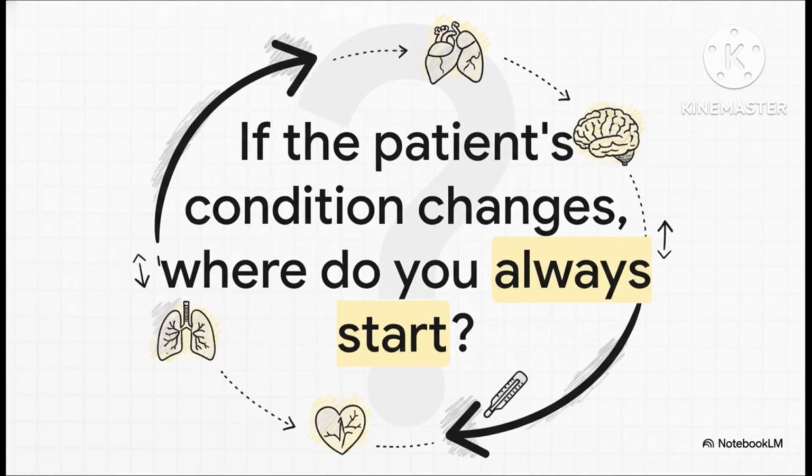So what is the single most important thing to take away from all of this? It's that the ABCDE assessment isn't a one-time checklist. It is a continuous loop. If at any point your patient's condition changes for the worse, you have to go back to the beginning. So the answer to that question on your screen, it's always A. You always start again at airway.